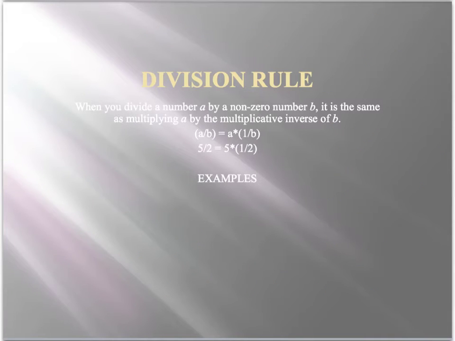We will change up our pen color. And we're going to change it up to green, because that's a good color. So the division rule. Pretty much when you divide a number A by a non-zero number B, it's the same as multiplying A by the multiplicative inverse of B. So A divided by B equals A times 1 over B.